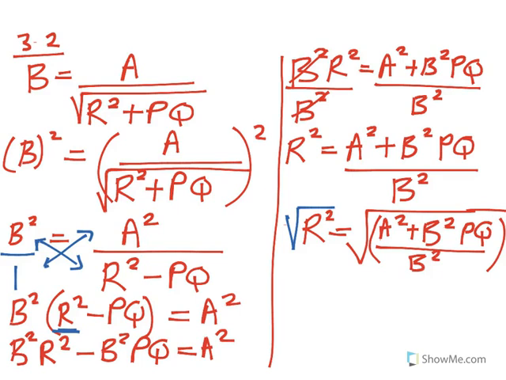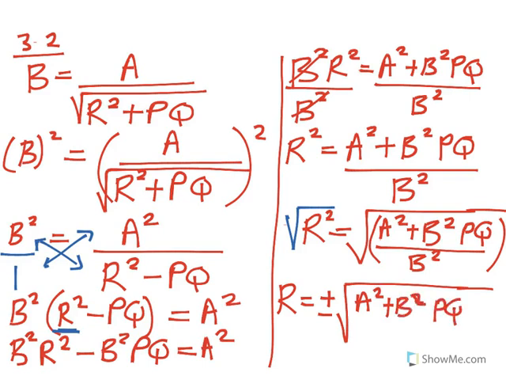So now my final answer will be r is equal to, some prefer to put a plus or minus, because with a square root you can always put a plus or minus. It's a squared plus b squared pq over b squared. That is the solution for the difference of two squares, for the subject of the formula for the given expression.